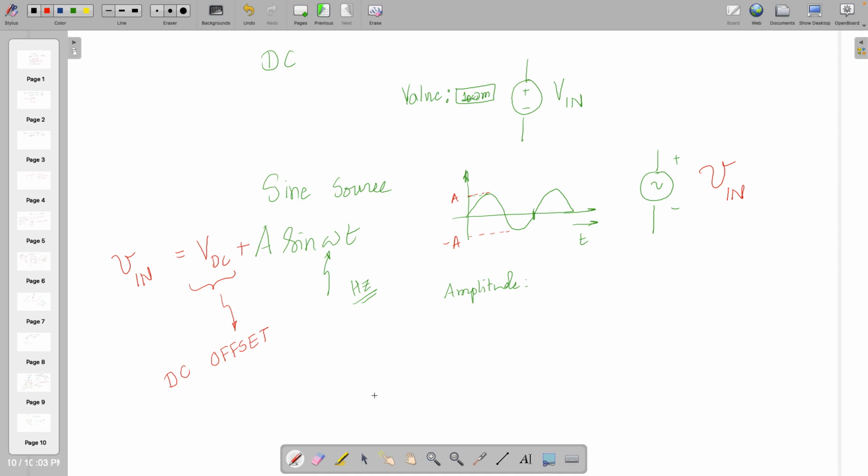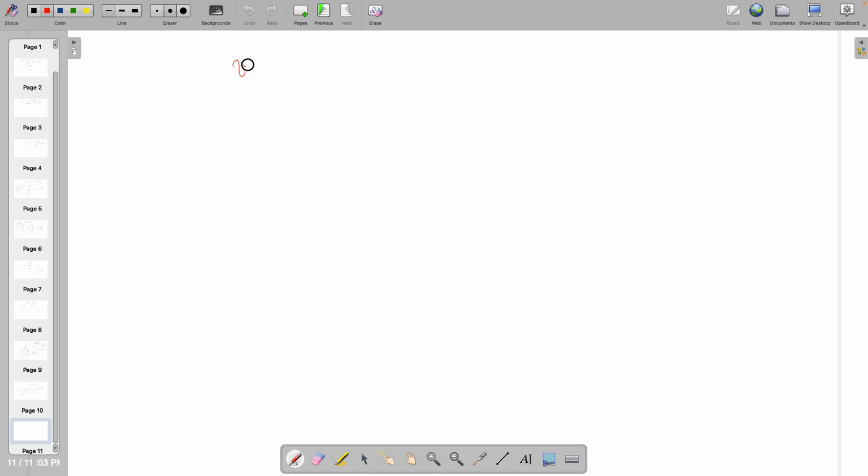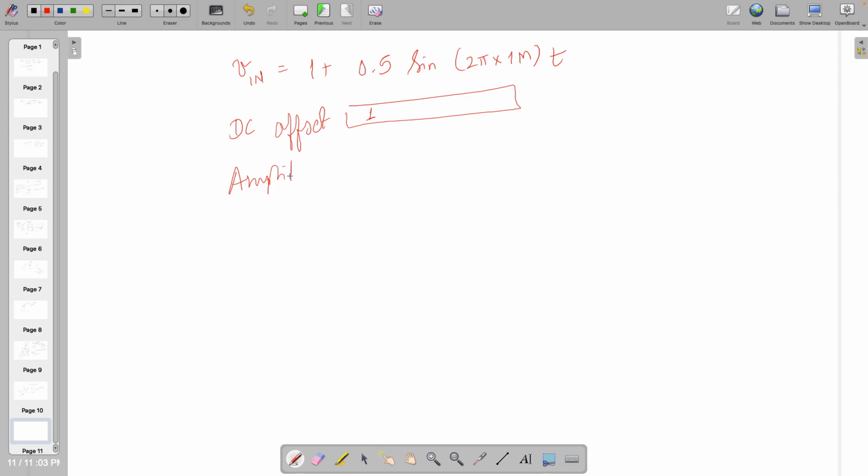Let's assume that I am having one example of Vin equal to 1 plus 0.5 sine 2 pi 1 mega t, right? So in the simulator, you will follow these numbers. DC offset is 1. Again, as I recommended, do not add any unit anywhere. Amplitude, it's 0.5.